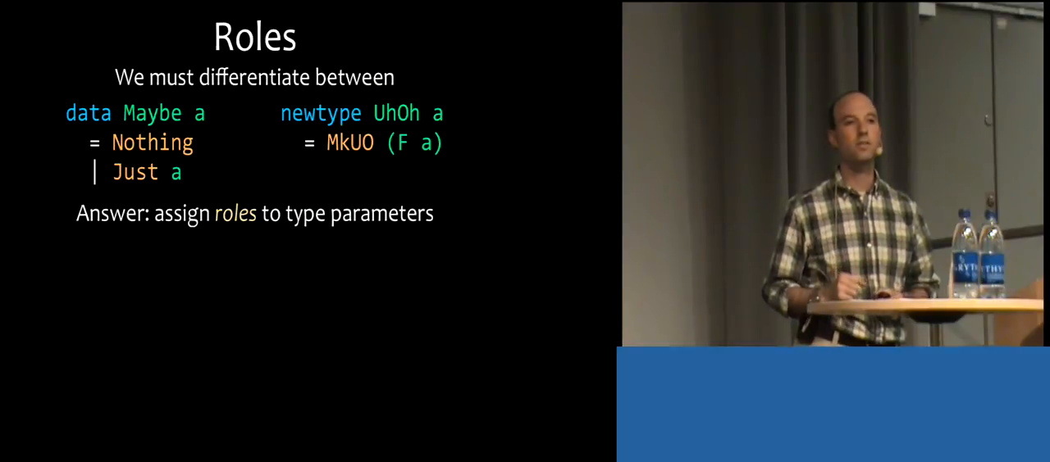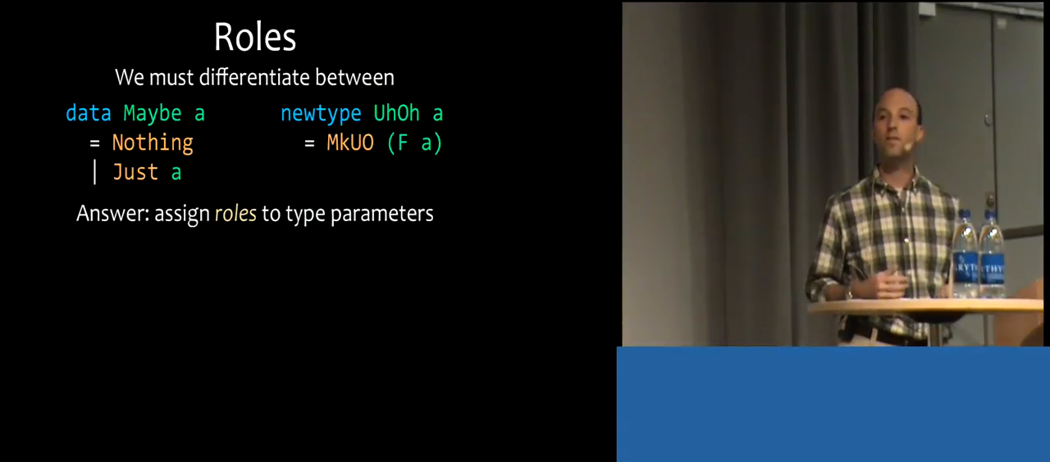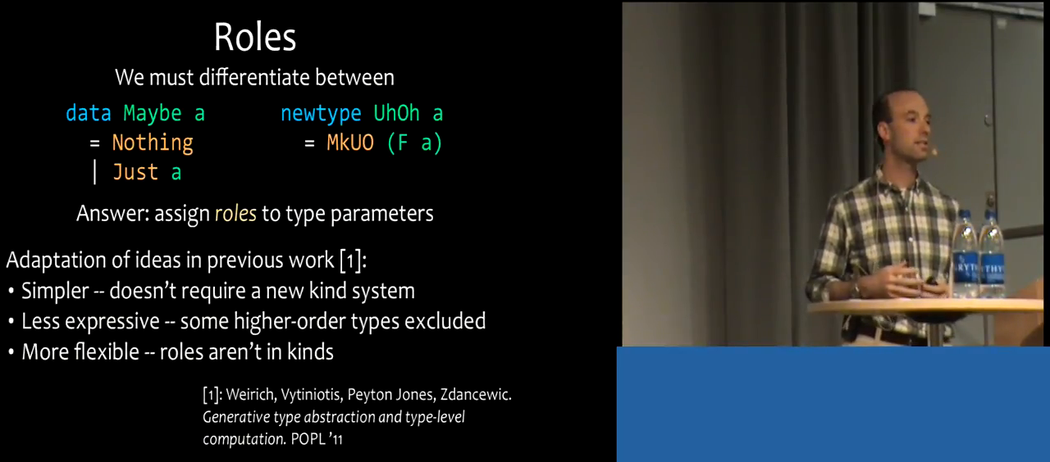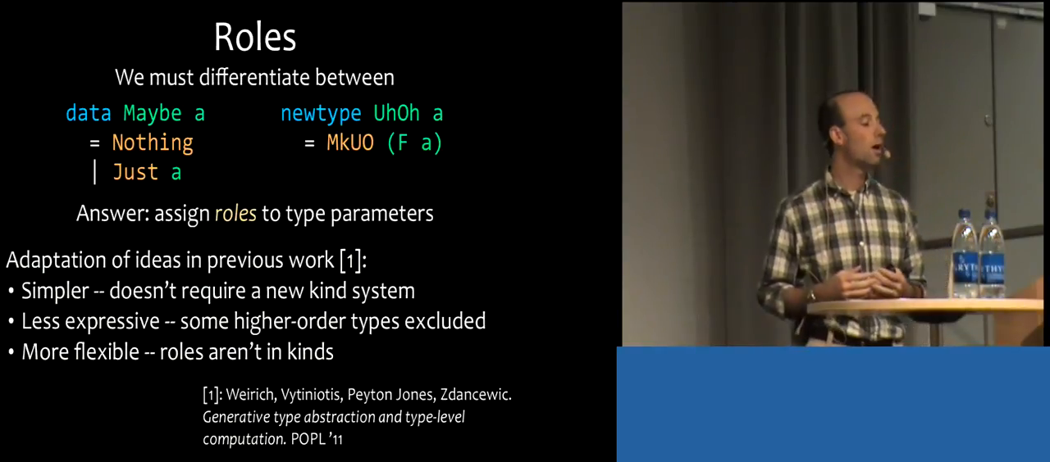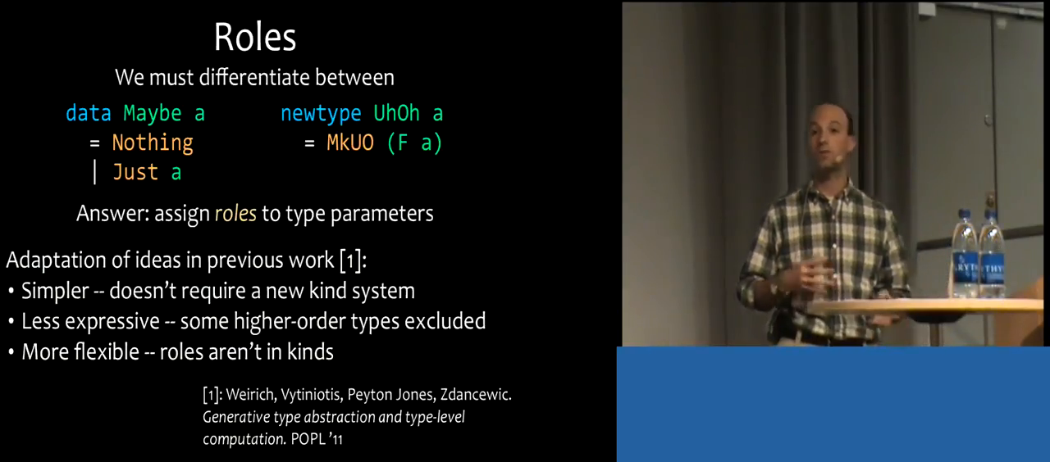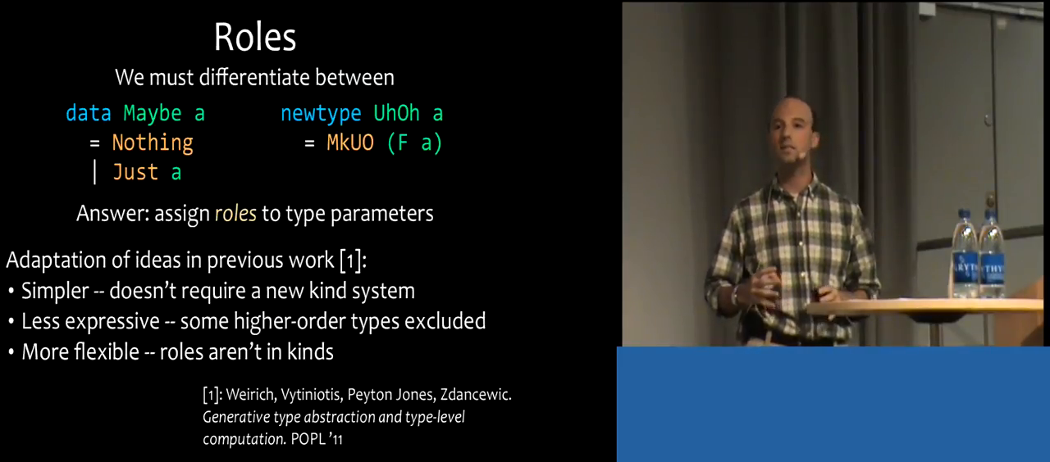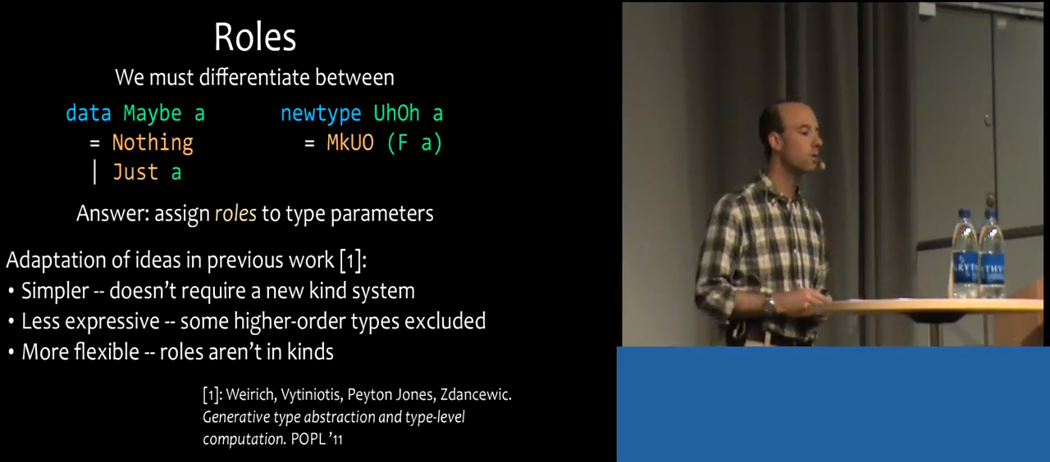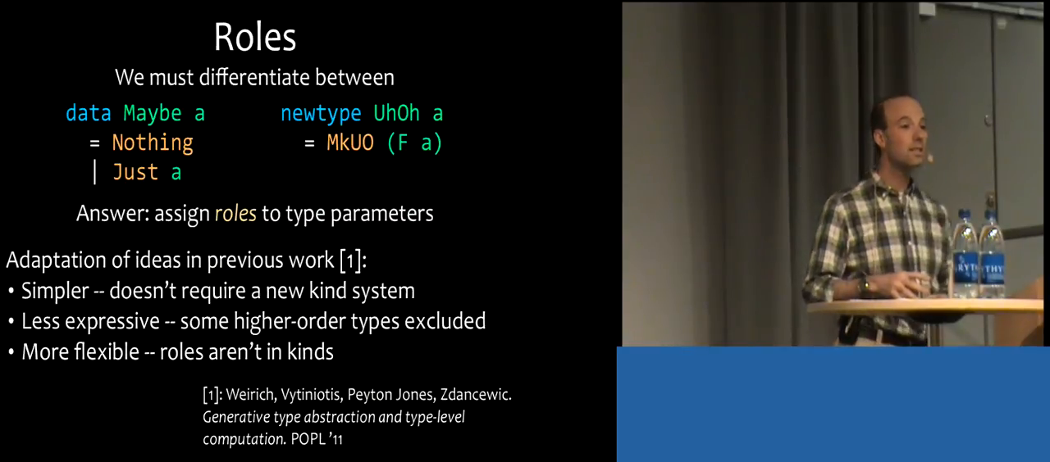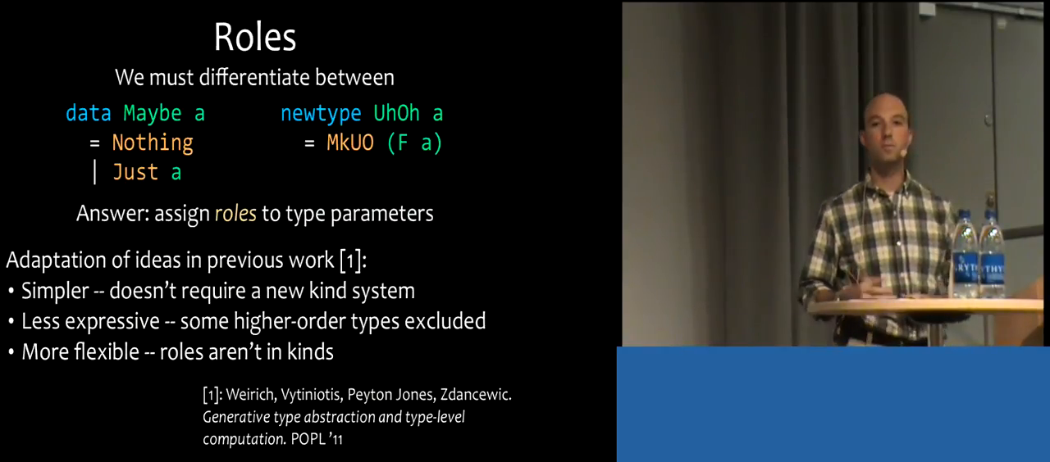We'll see exactly the definition of this on the next slide, but I should say right away that this idea of roles is an adaptation of previous work, and this version is rather simpler than the last one. The last version integrated roles right into the kind system, so every kind now had a role associated with it. That makes this a little bit less expressive, but more flexible, and we'll see examples of that toward the end of the talk.